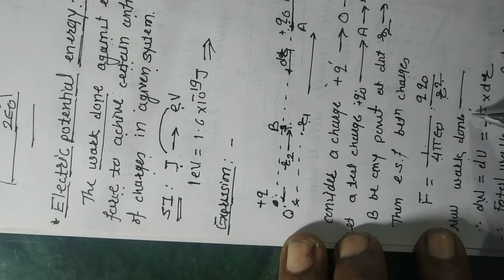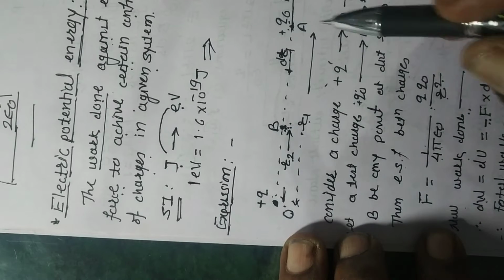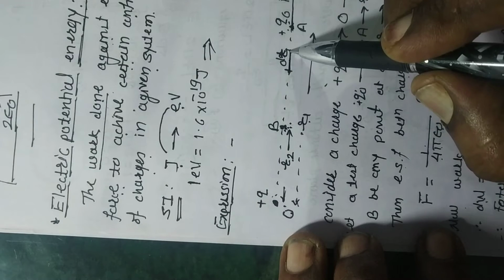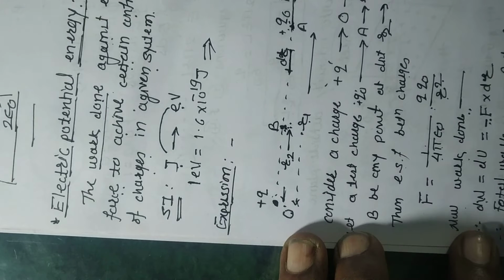Now work done to displace charge Q naught through small displacement dr against force, which increases potential energy, and therefore increase in potential energy or work done is force into displacement. But this work is done against electrostatic force, and therefore we have to take minus sign.